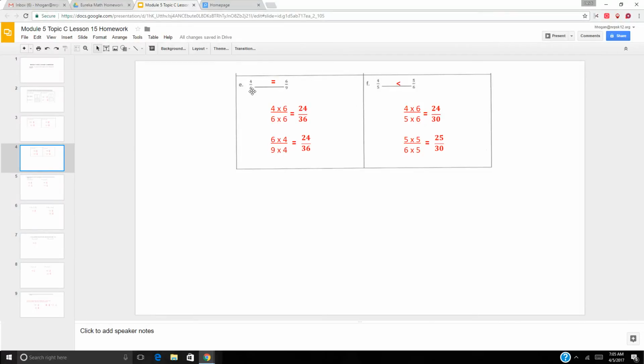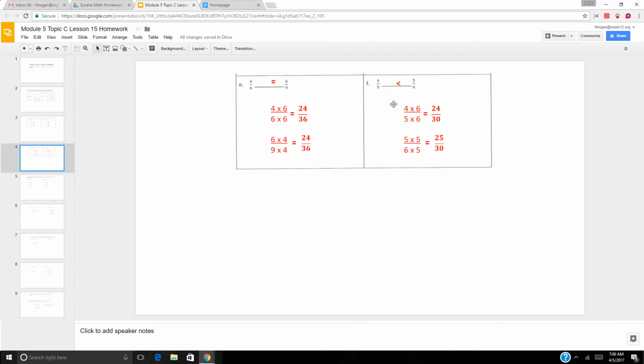I found common denominators again because I know that 6 and 9 both have 36 as multiples. So 4/6 times 6, because 6 times 6 is 36. 4 times 6 is 24. So that's 24/36. 9 times 4 is 36. So 6 times 4, is 24/36. Look at that. They're equal.